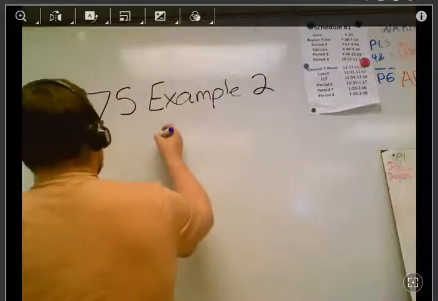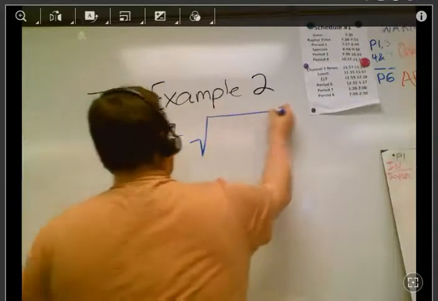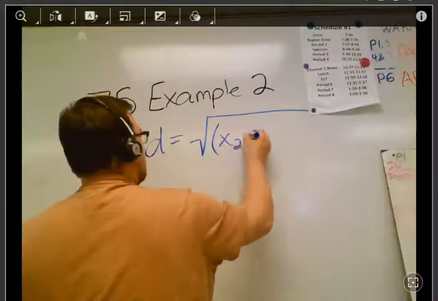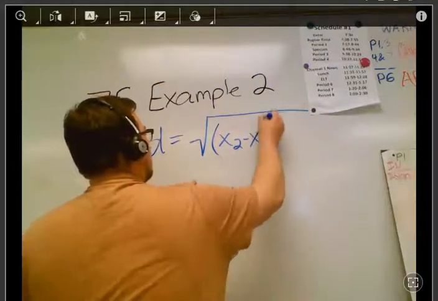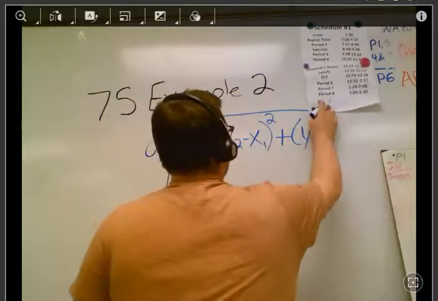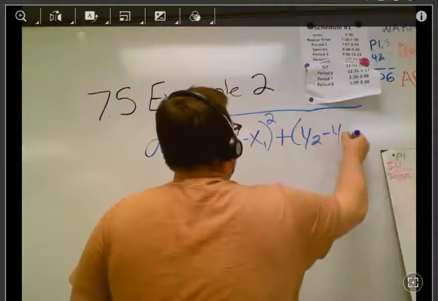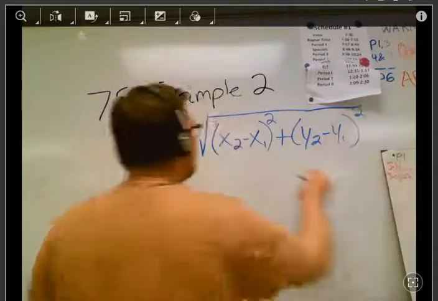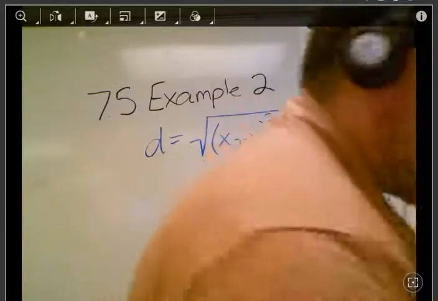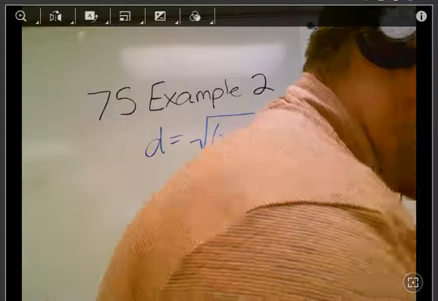The distance equals the square root of x2 minus x1 squared plus y2 minus y1 squared. So it's the sum of the difference between x2 and x1 squared and y2 minus y1 squared.